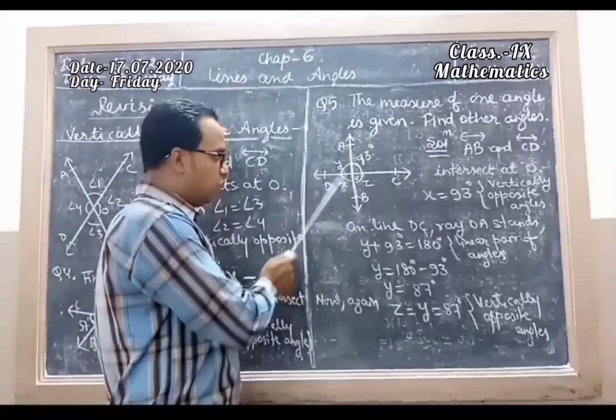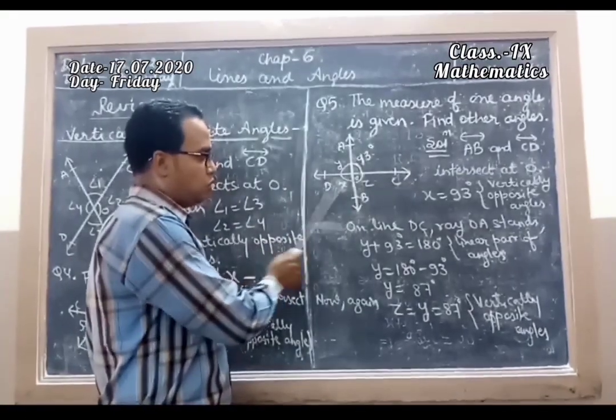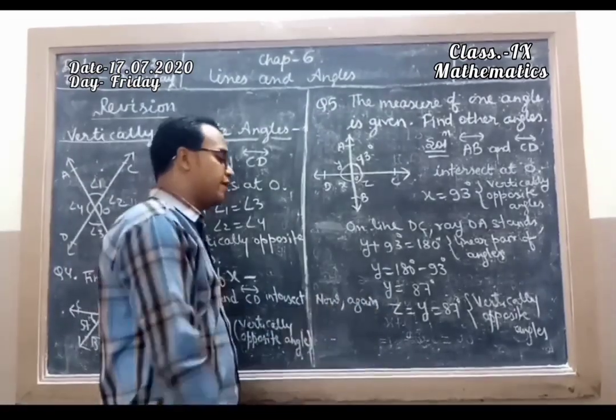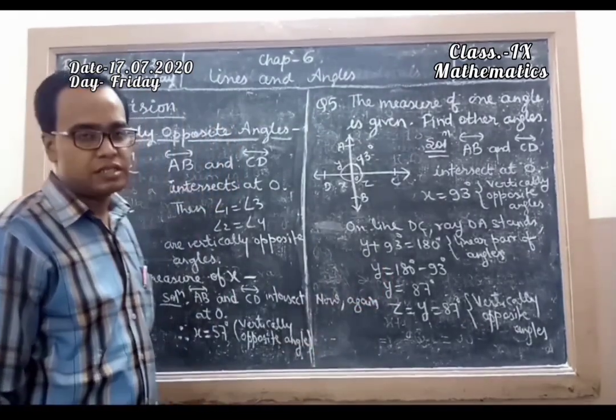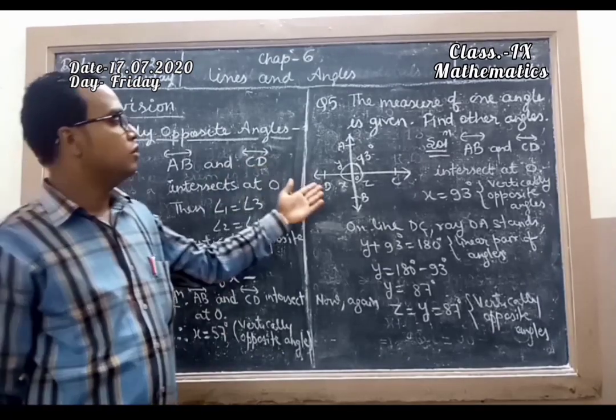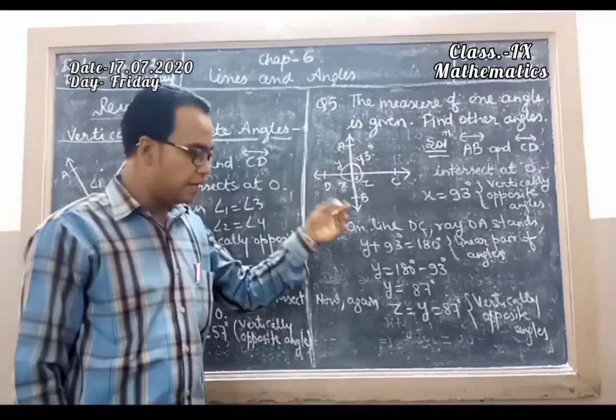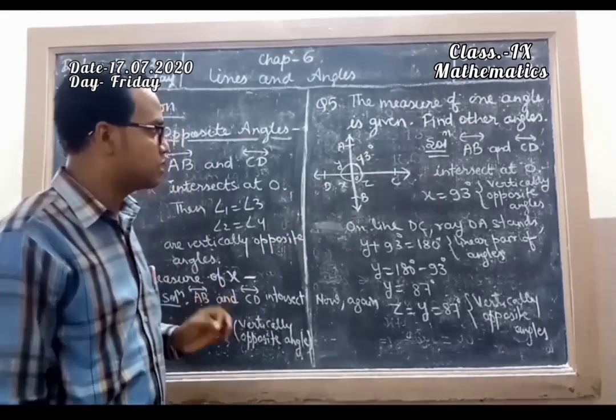So again, y is equal to z, or z equals y, vertically opposite angles. Therefore, z equals 87 degrees. So in this manner we find x, y and z by two concepts: vertically opposite angles and linear pair of angles.